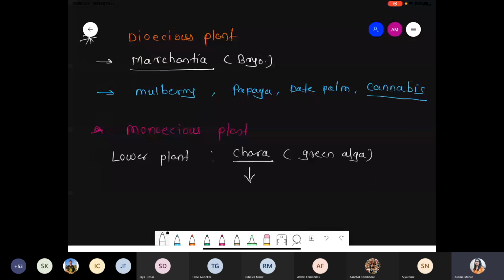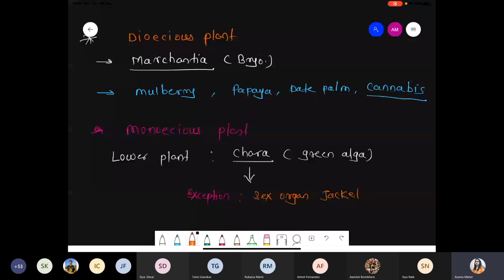But in the exception case we saw that Chara is the example for the exception case. And what kind of exception condition is present? In this condition, whatever the sex organs are present, those sex organs are jacketed. Jacketed means what? A protective layer is present around the sex organ. So they are jacketed plus they are multicellular. Normally they would be unicellular, but in this condition they are multicellular.